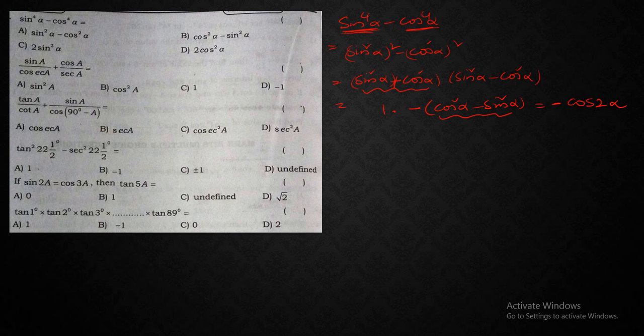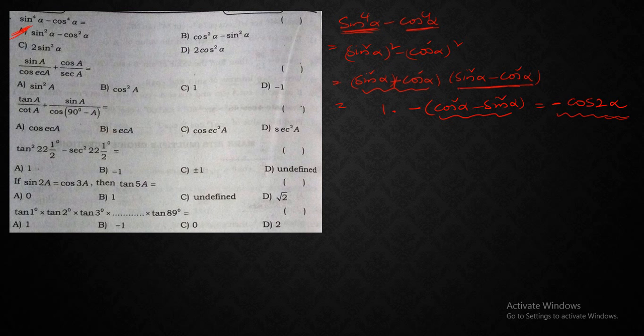Okay. So is there any cos 2 alpha here? No. So he has given only this answer, sin square alpha minus cos square alpha. So option A is my answer. If we go further, the answer can be written as minus cos 2 alpha also. Right. Next, moving on to this question.